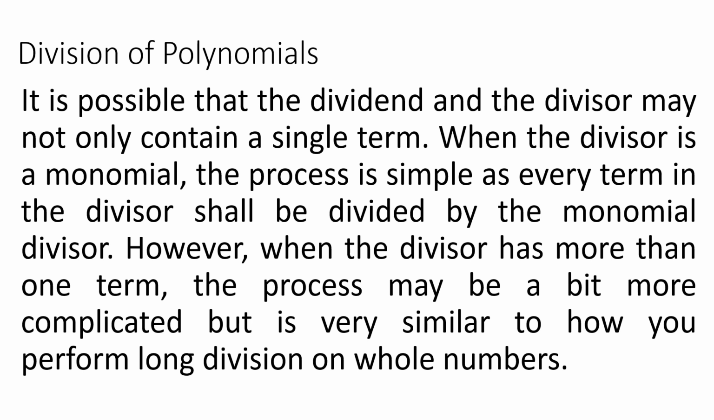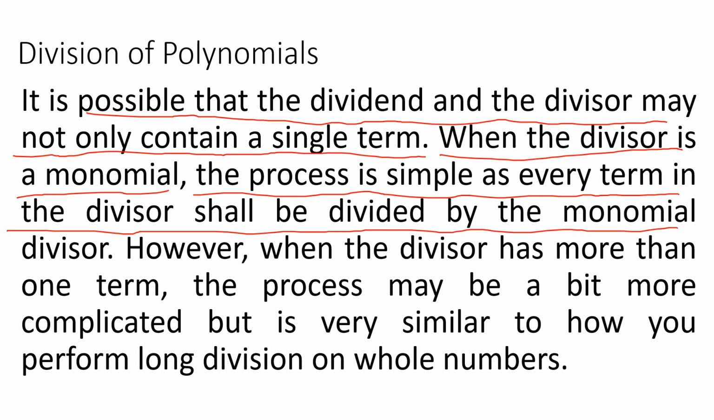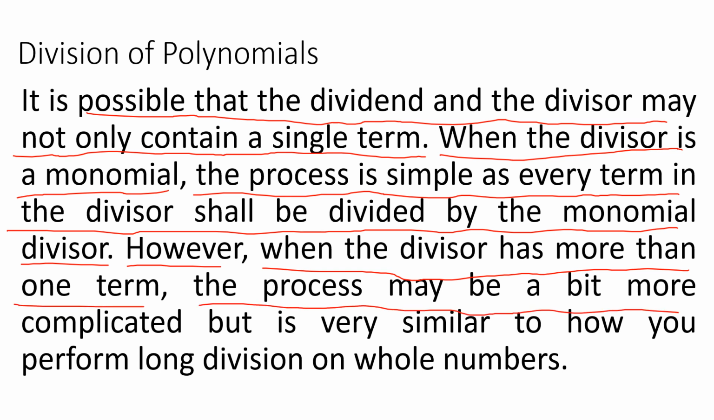Next, for the division of polynomials, it is possible that the dividend and the divisor may contain more than a single term. When the divisor is a monomial, or one term, the process is simple, as every term in the dividend shall be divided by the monomial divisor. However, when the divisor has more than one term, the process may be a bit more complicated but is very similar to how you perform long division on whole numbers.